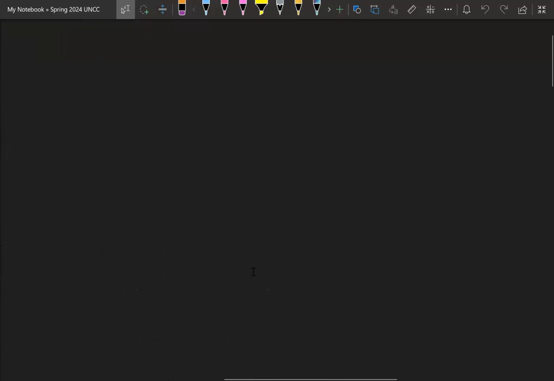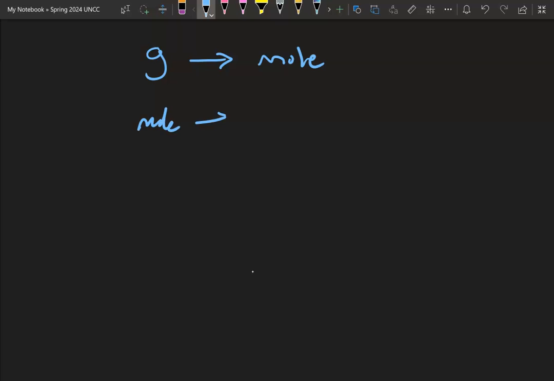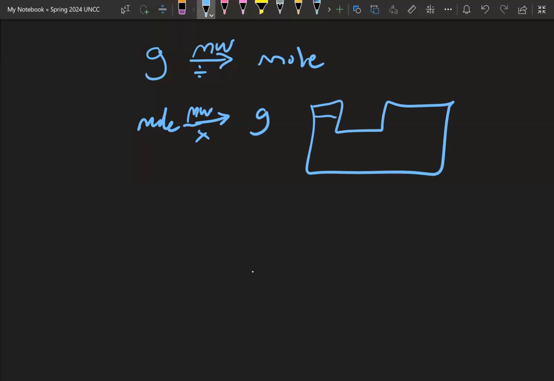Now, just a couple roadmaps that we've looked at in previous videos. There are grams to moles, and then moles converting back into grams. If you want to go from grams to moles, you divide by the molar mass, and the opposite is for going from moles back into grams. Remember that all this is based around the periodic table and paying attention to the molar masses for each of those elements.